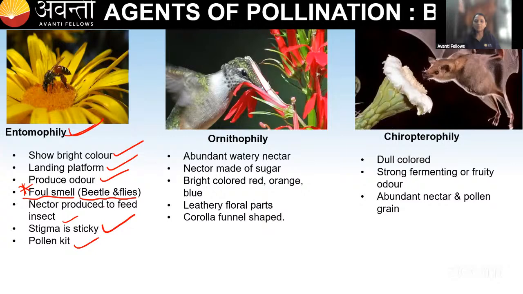Okay, so nectar. You know that honeybee will produce the honey, right? It will collect the nectar from the flower, and it is going to convert that into the honey. Yes or no? That is mainly made from the nectar, right?